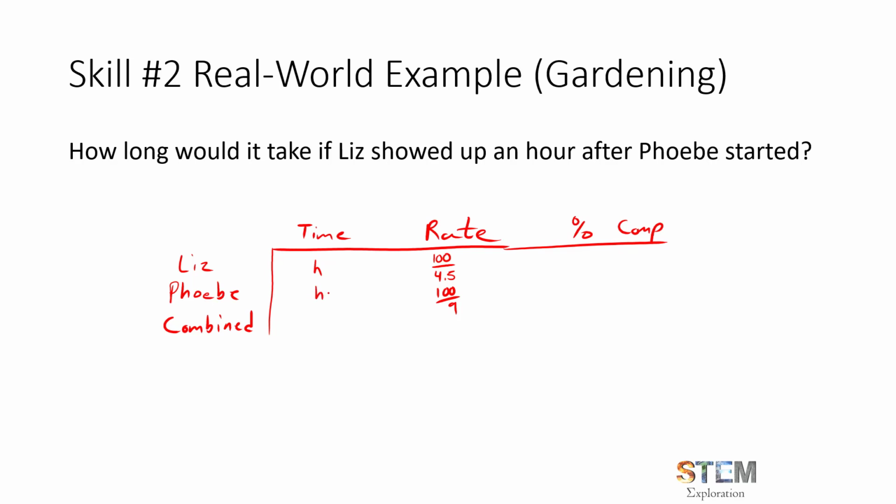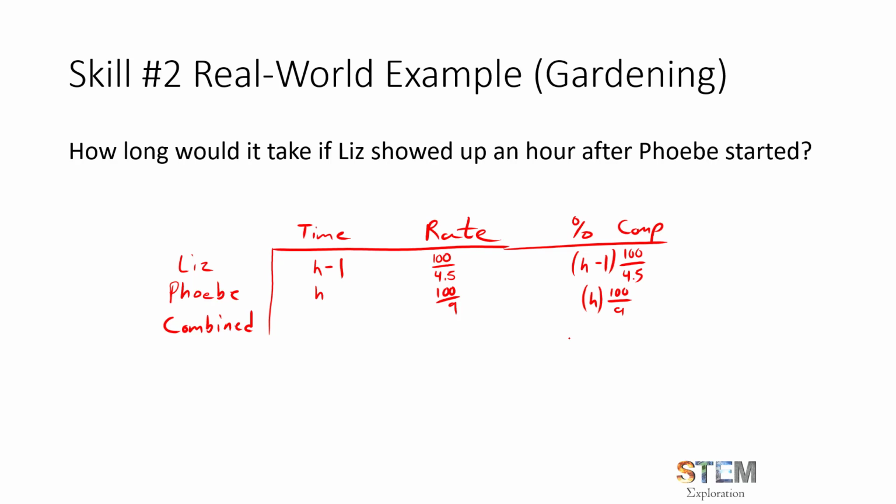But one of the things I want to point out is that the only thing you need to do, if you want to account for Liz showing up an hour after Phoebe started, is go h minus 1. And that's going to subtract that hour that Liz did not help out. And so here, in this situation, we'll go h minus 1 times 100 over 4.5. We'll go h times 100 over 9.